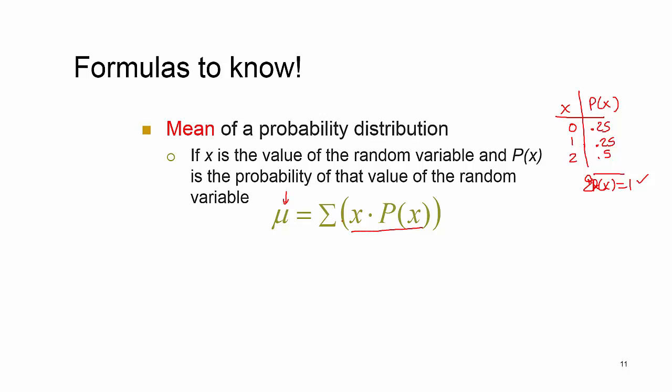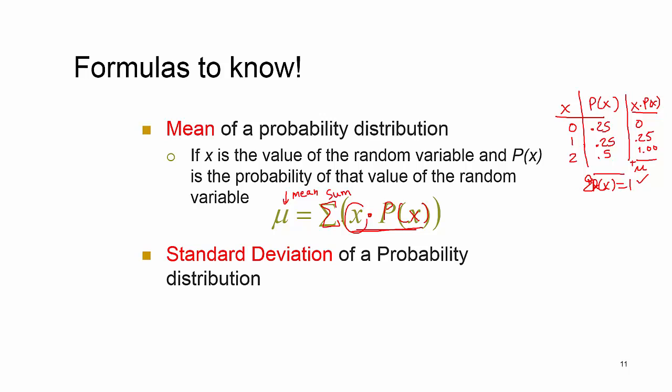This symbol right here stands for the mean, and it's actually the population mean. Sigma represents the sum of something; after it, it tells you what to add up. So here's a little formula. I have to take my x's, multiply by the probabilities p of x, and then add that up. When I have a probability distribution, I'm going to have another column where I multiply straight across: 0 times 0.25, 1 times 0.25, 2 times 0.25, and I add that up, and that gives me the mean. Next, the standard deviation of a probability distribution.